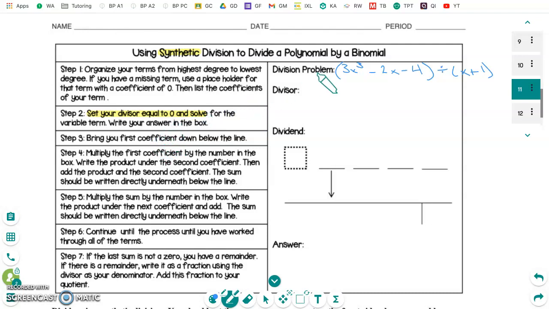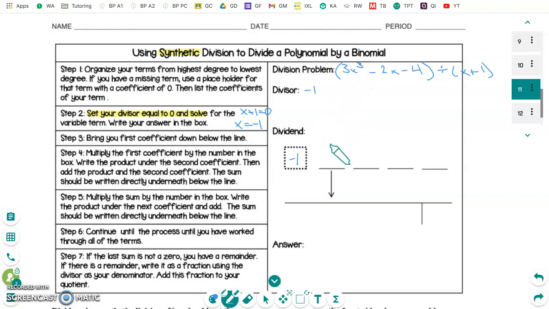Our divisor here is x plus 1, so what you have to do is set that equal to 0. x plus 1 equals 0, and solve it, and you get x equals negative 1. It's basically just the opposite of whatever this is. If this is plus 1, your new divisor is going to be negative 1. That's going to go right here in this box. That's your new divisor. So far so good?